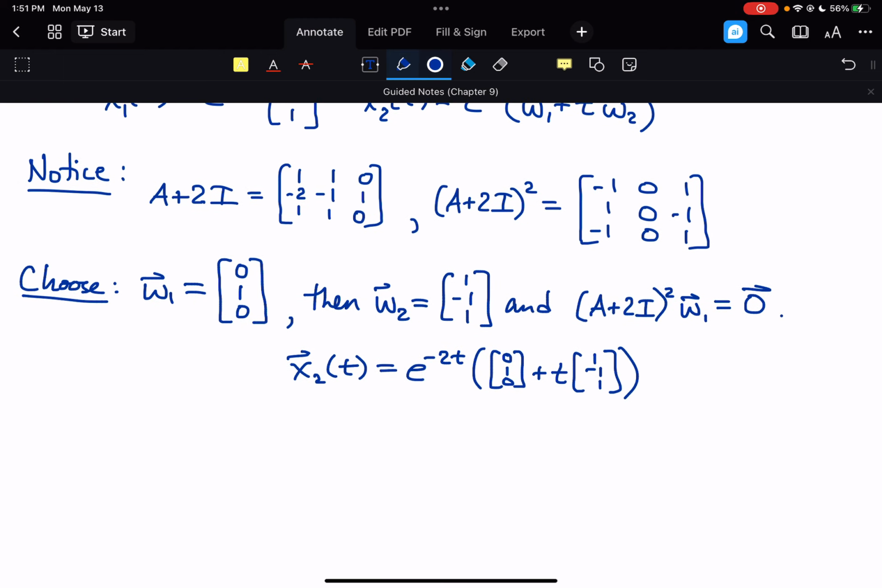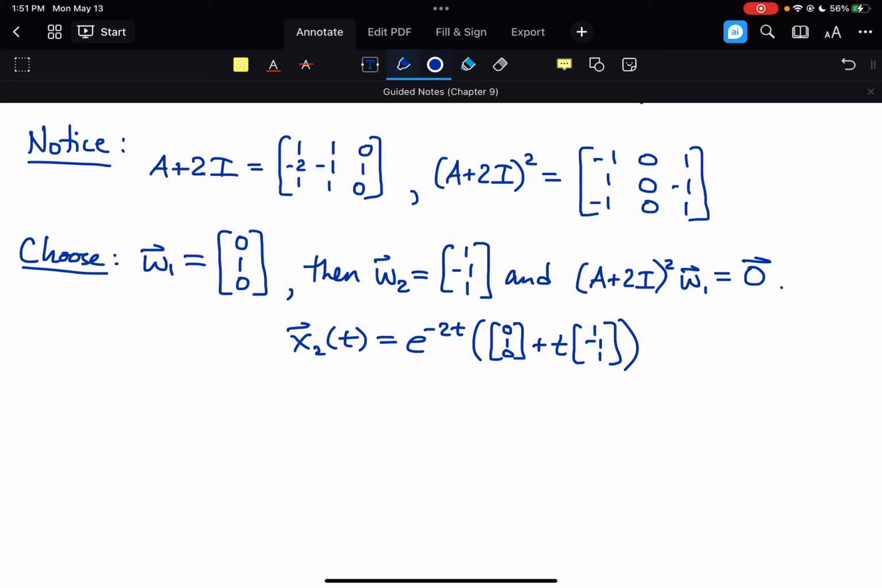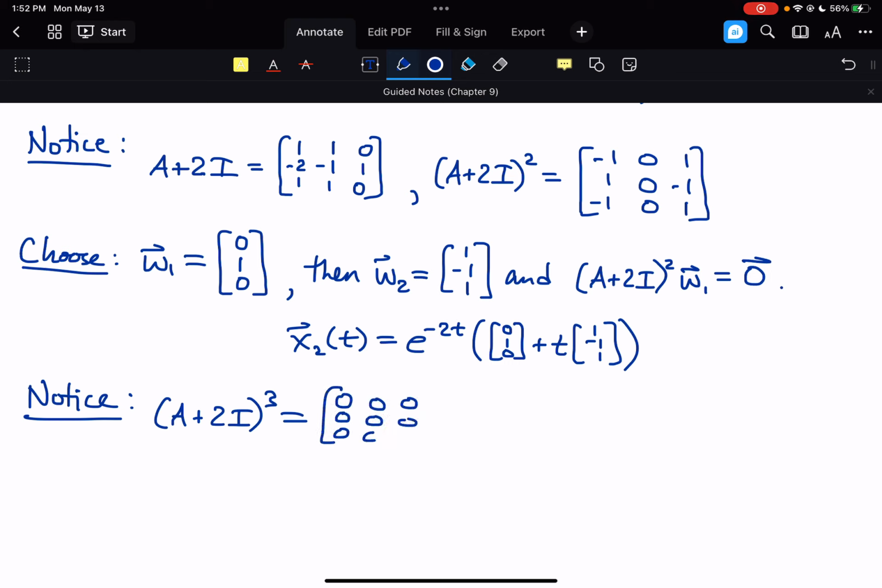Now we come to the new piece. We're going to need w3, w4, and w5. We already have a couple of the matrix multiplications up here, so notice if we took (A + 2I) cubed, so we multiply this matrix by this one, that's what makes it cubed. Perform the matrix multiplication, we end up getting the 0 matrix, which will be helpful for us.